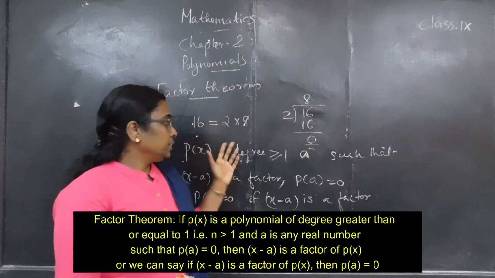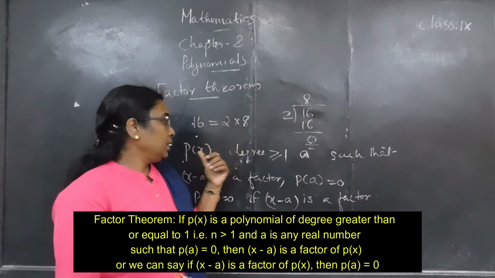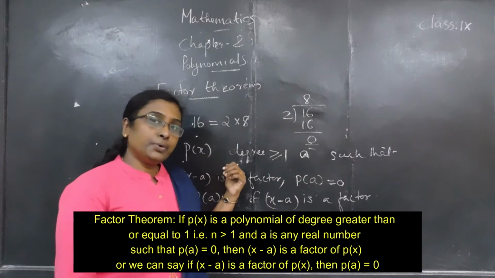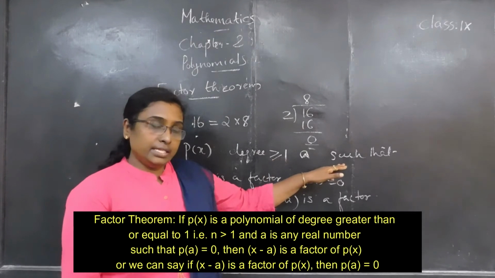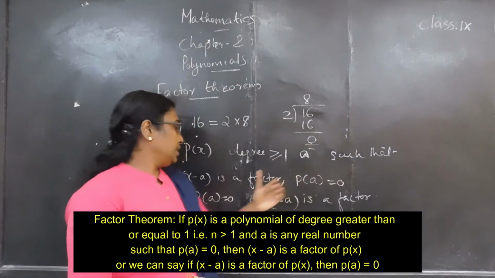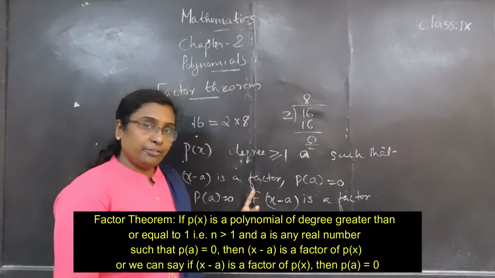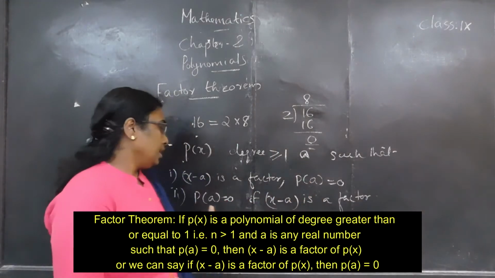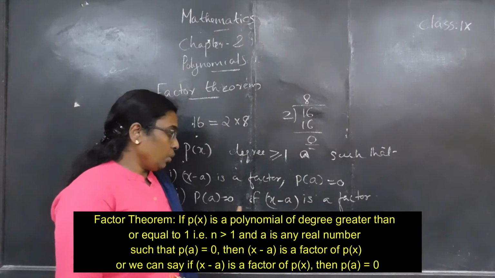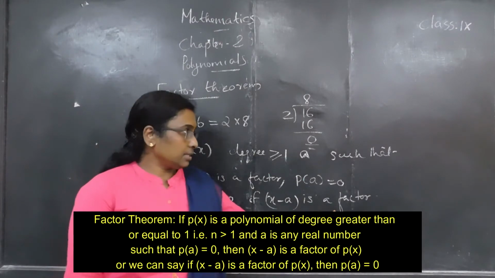Once again, the statement of the factor theorem is: if P(x) is any polynomial of degree greater than or equal to 1, and a is a real number, such that x minus a is a factor, then P(a) equals 0. P(a) equals 0 if x minus a is a factor.